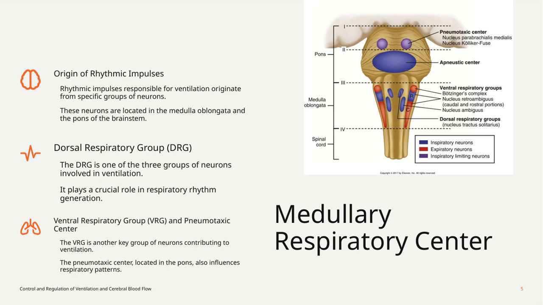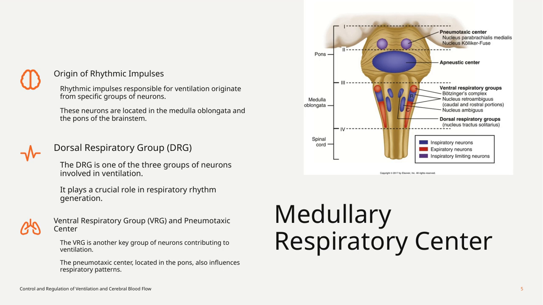Additionally, we can't forget the pneumataxic center, which is located in the pons. This center influences the respiratory pattern by regulating the duration and rate of breaths. It essentially acts as a modulator, helping to smooth out our breathing rhythm and prevent overbreathing.